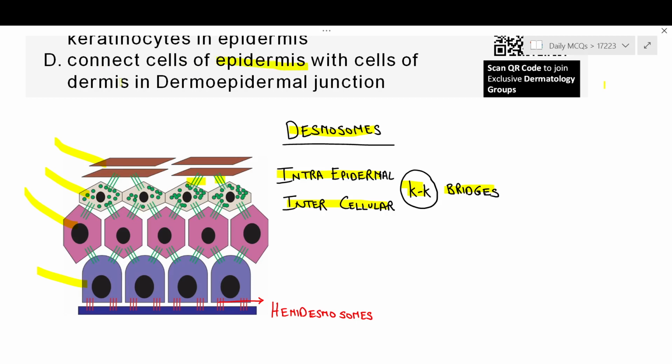And if you notice option D, it is actually hemidesmosomes which help in connecting cells of the epidermis with the cells of the dermis in the dermoepidermal junction. So option D is talking about hemidesmosomes.